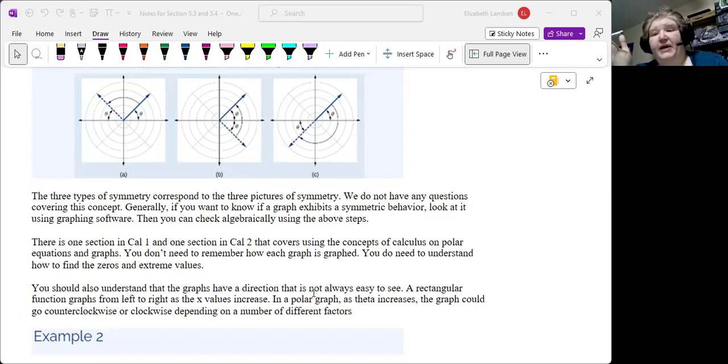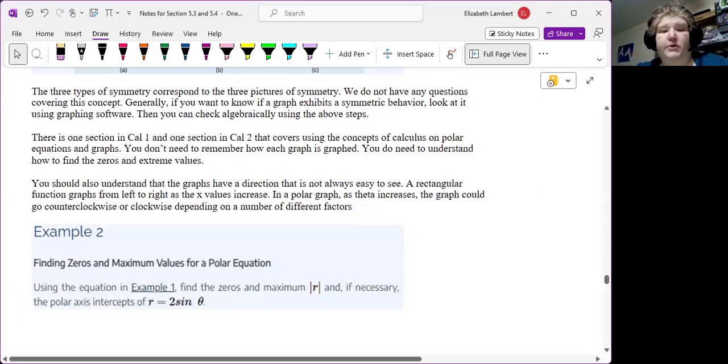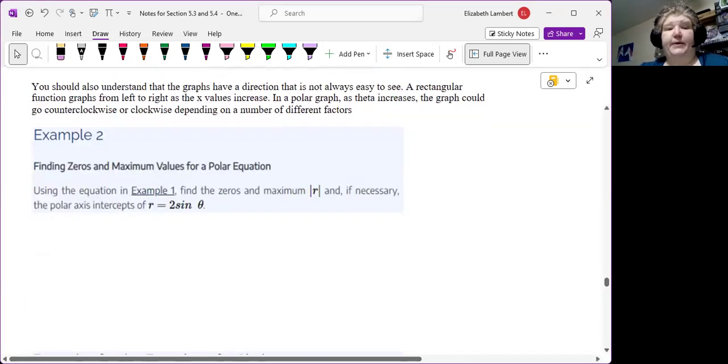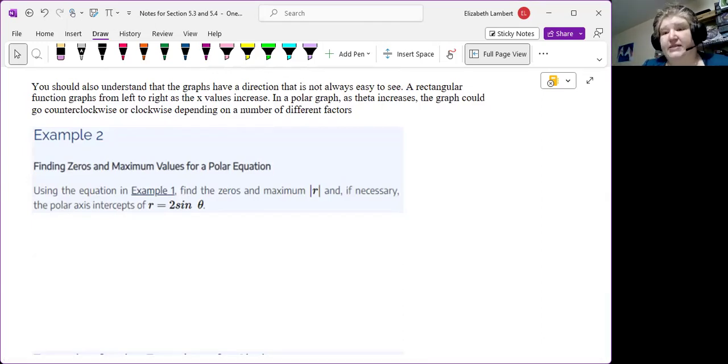But when they show up in Cal 2 and even in Cal 1, a lot of times what you focus on is where are the zeros, where are the highs and the lows. And that involves your trig knowledge that we're getting here. So that's what we're going to look at. So our first one here is just how can we find zeros? How can we find maxes and mins?